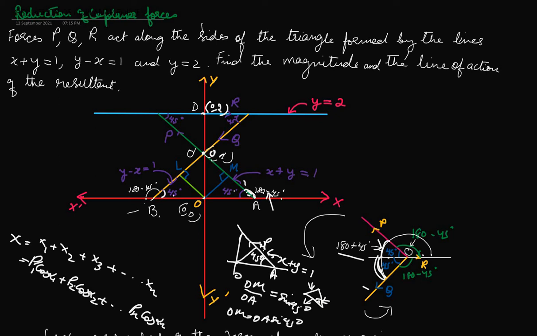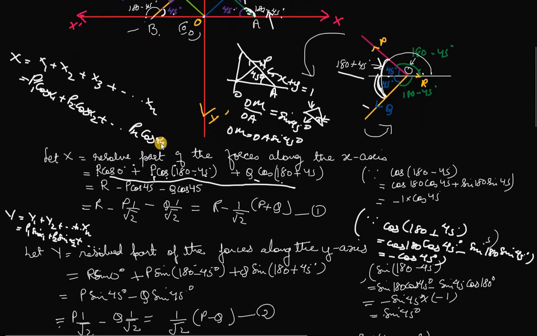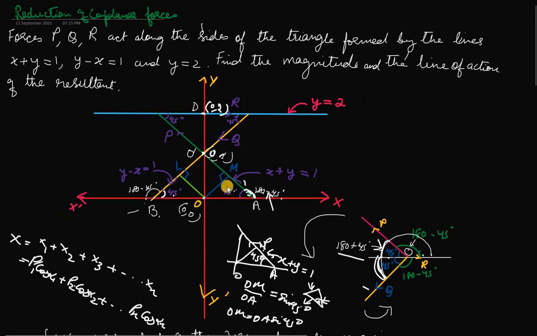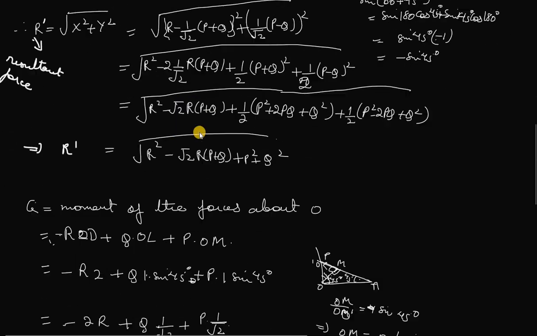That is the perpendicular distance of this line P, the line x plus y is equal to 1, from this point O. Similarly, the perpendicular distance of the second line Q, the line y minus x is equal to 1, from the point O is given to be OL, and the same method you apply. What is G? G here is the moment of the forces about O. It is equal to minus Ry, because this R here is moving in the clockwise direction. So by taking the moment of the forces, if the force is in the clockwise direction, you have to put a negative sign.